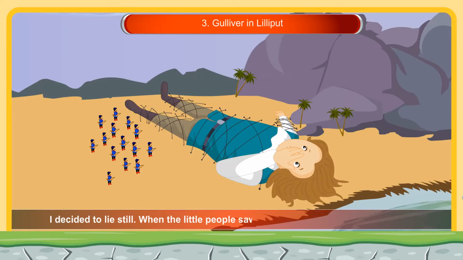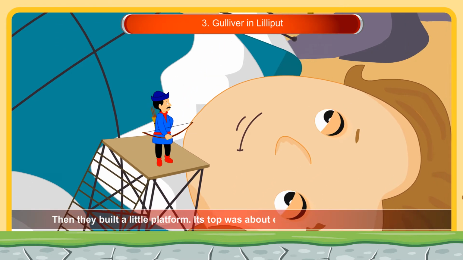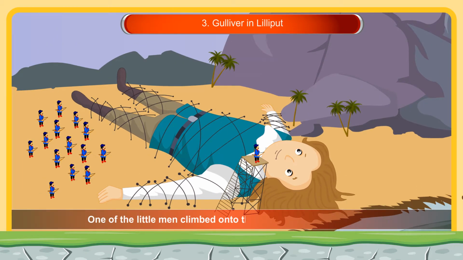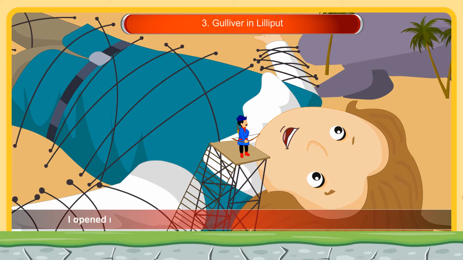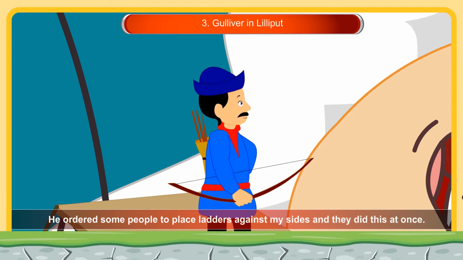When the little people saw me lying still, they stopped shooting. Then they built a little platform. Its top was about 18 inches from the ground. One of the little men climbed onto the platform and began to speak, but I could not understand anything that he said. I was thirsty. As it was very hot, I opened my mouth and pointed to it because I was hungry. He understood. He ordered some people to place ladders against my sides, and they did this at once.